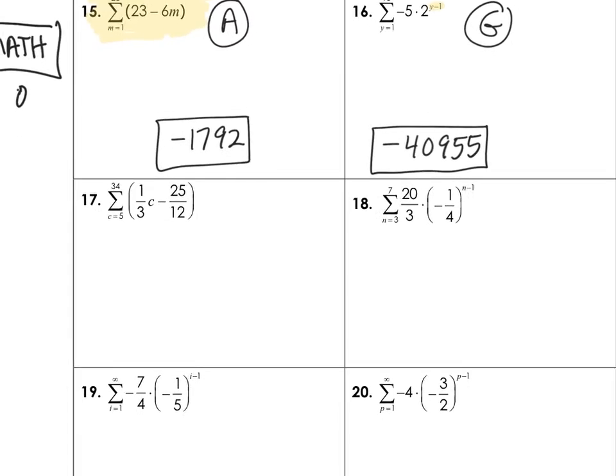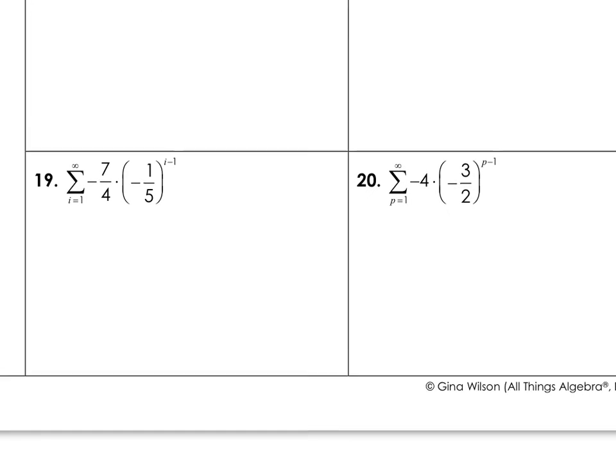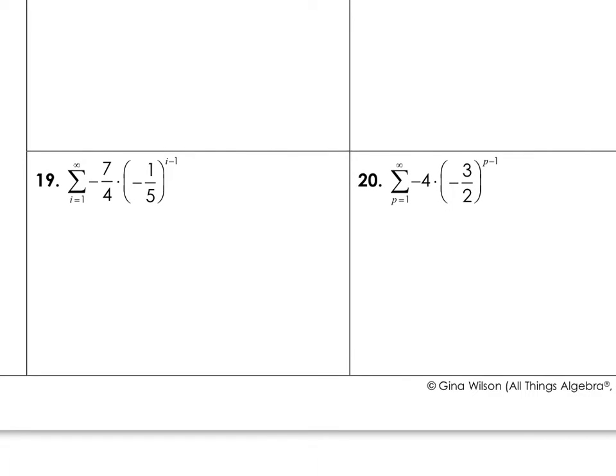Now, 17 and 18 are the same. But notice the difference here on number 19 and 20, because you see how we have to go to infinity? Well, you can't just plug that in your calculator. If you can, I haven't figured it out. So if you do figure it out, be sure and let me know. So what you have to do is use the formula for that. Notice both of these are geometric, because it has the power here.